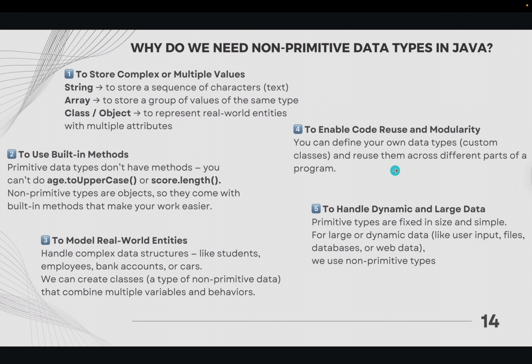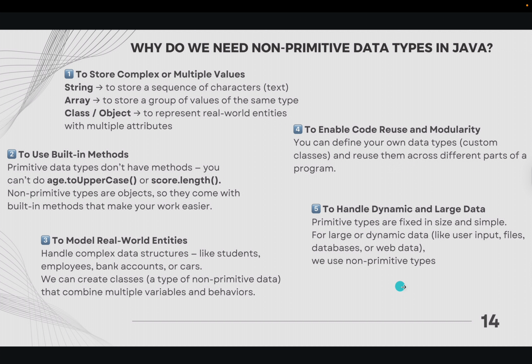Number four, to enable code reuse and modularity. Non-primitive types like classes, arrays, and objects make your code more organized, reusable, and scalable. You can define your own data types, custom classes, and reuse them across different parts of a program.